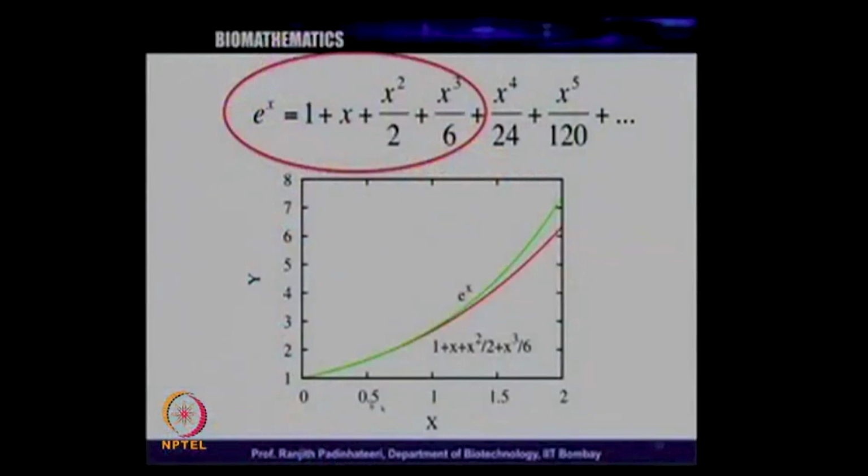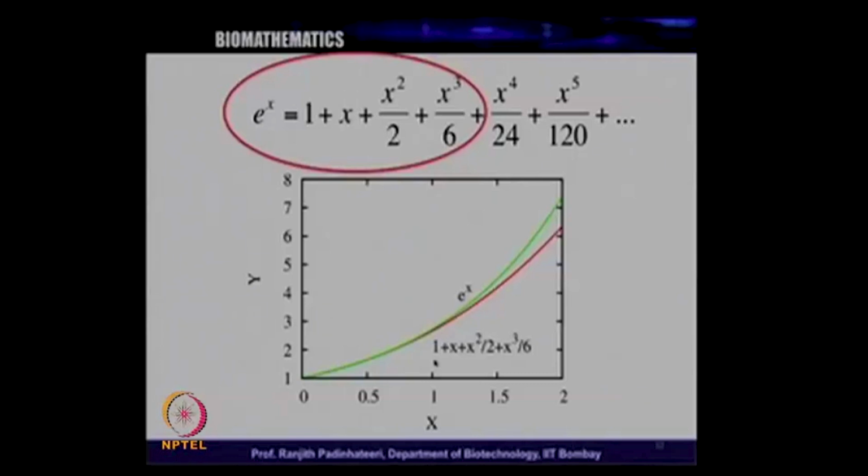What is shown here is that the green is e power x, the red is 1 plus x square by 2 plus x cube by 6. This function, shown in this red ellipse, is what is plotted here as a red line. 1 plus x square by 2 plus x cube by 6 is plotted using a red line, and e power x is plotted using a green line.